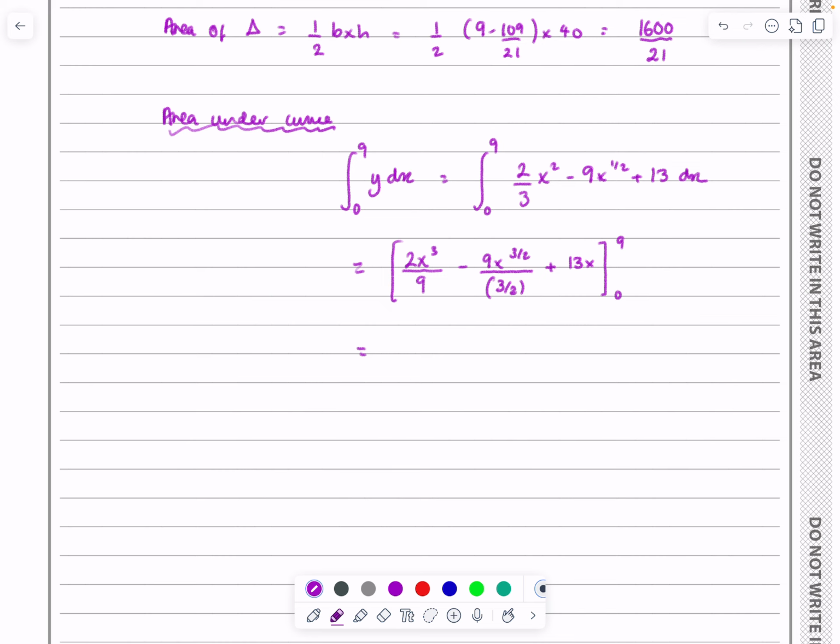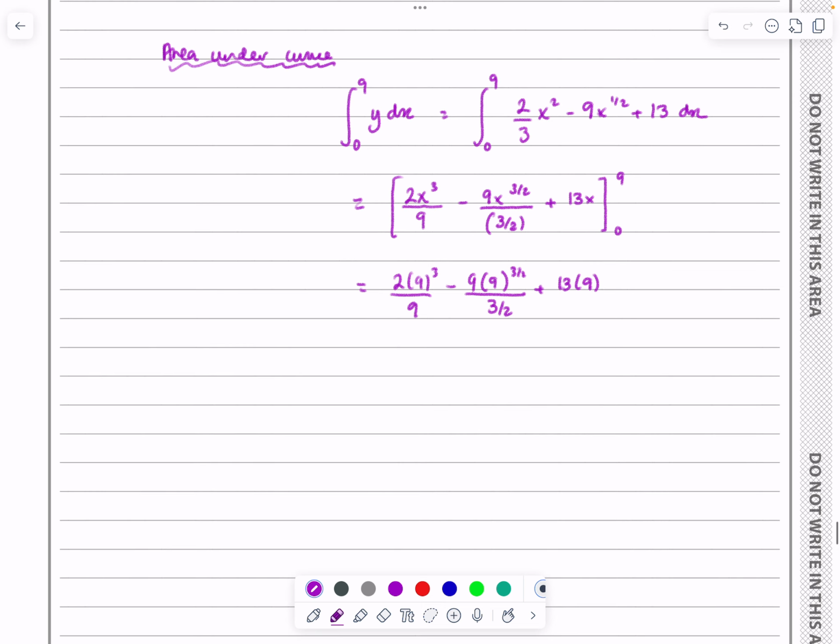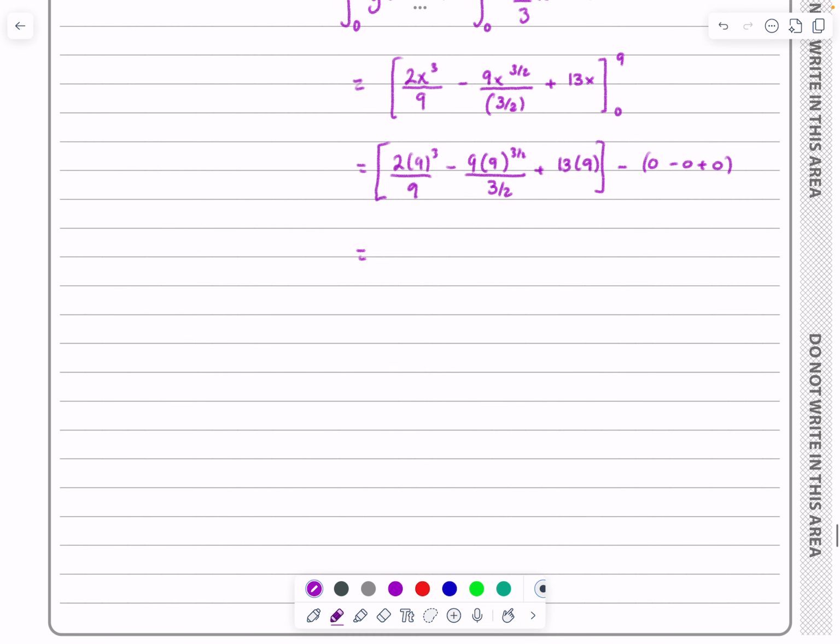And so I need to put 9 in. I'm going to get 2 lots of 9 cubed over 9, minus 9 lots of 9 to the 3 over 2 divided by 3 over 2, plus 13 lots of 9. Tidied up the handwriting there. And then minus 0. Obviously the other one is minus 0 plus 0. Okay, so that all works out to be 162 minus 162 plus 117, or in other words, 117.